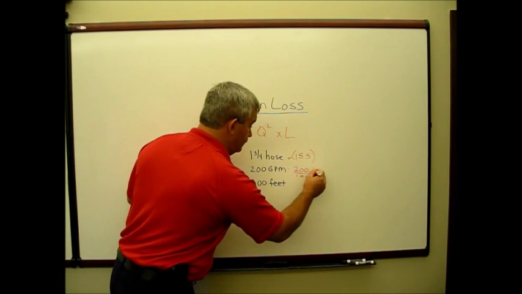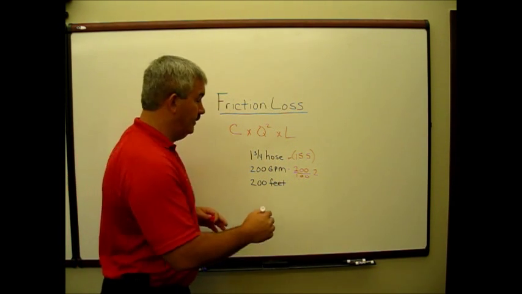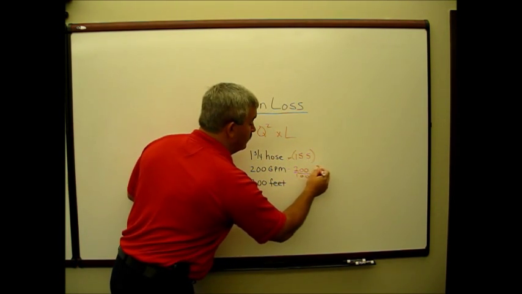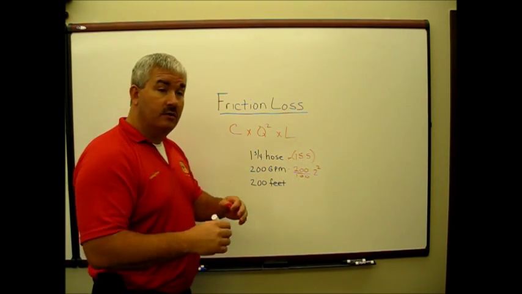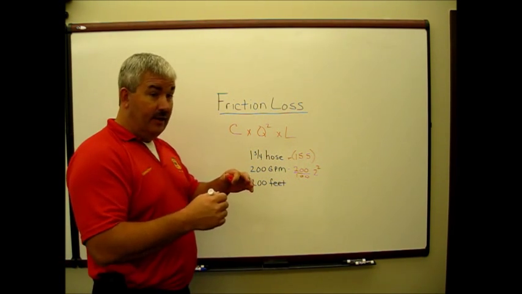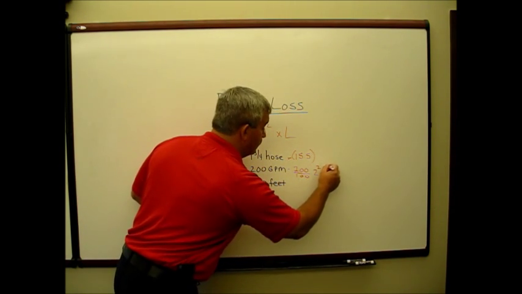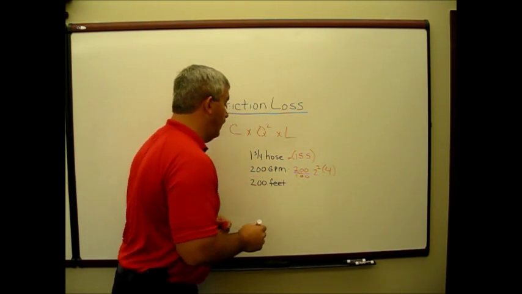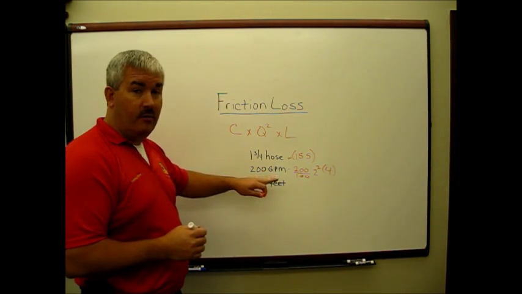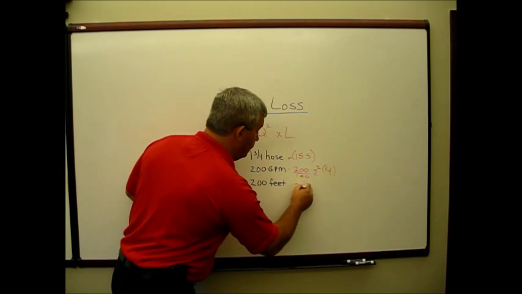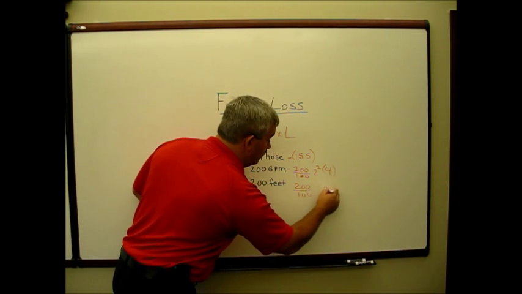gives us 2. Then here's where you got to square the number. You take 2, square 2. So 2 times itself, 2 times 2 equals 4. Remember, when you're squaring a number, you're taking that number and multiplying it times itself. Then 200 feet, we're going to divide it by 100. So 200 feet divided by 100 gives us 2.